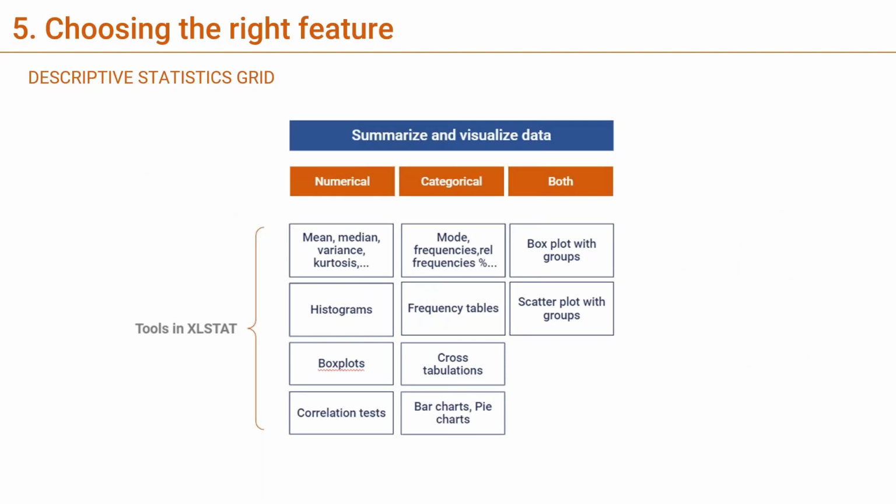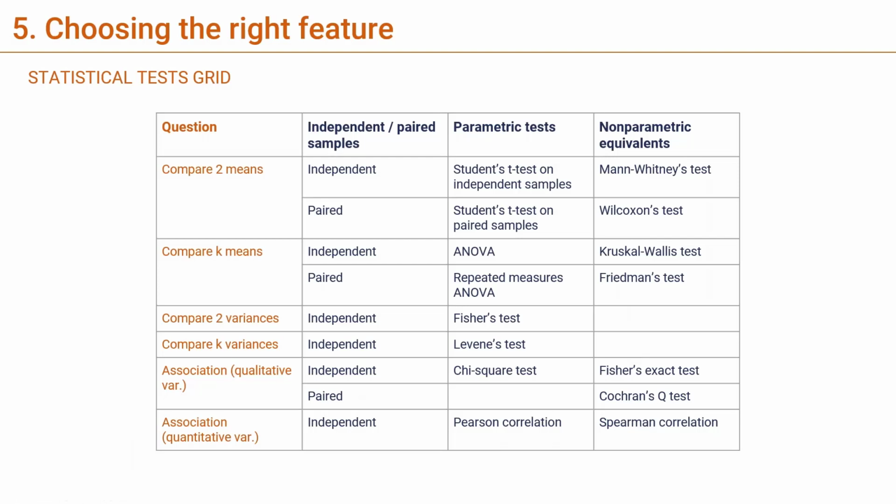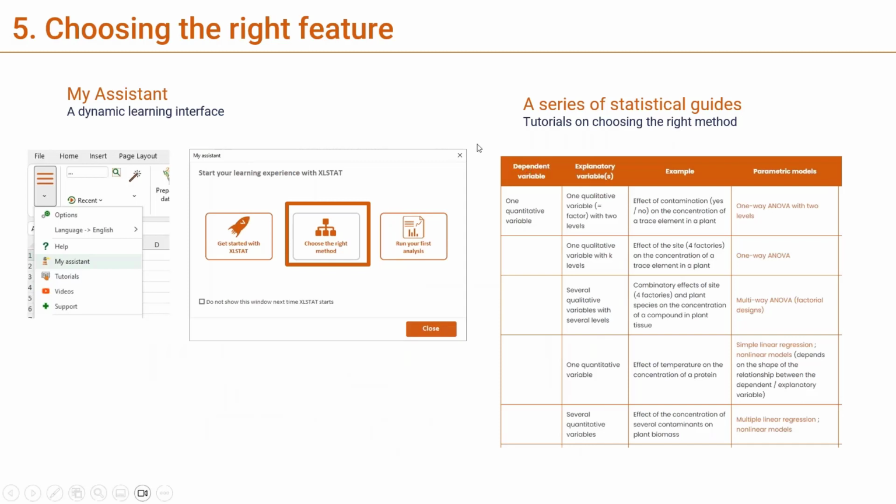documents that gives you a grid saying, okay, depending on the type of variables you have, quantitative, qualitative, mixed, and the question you are studying, then you should opt for this method. Okay, so the grid looks like that. You go to the cell which corresponds to your project, and then answer the questions, and at the end you will get the method which is appropriate for your situation. So these grids are really helpful, but I will focus more on My Assistant.